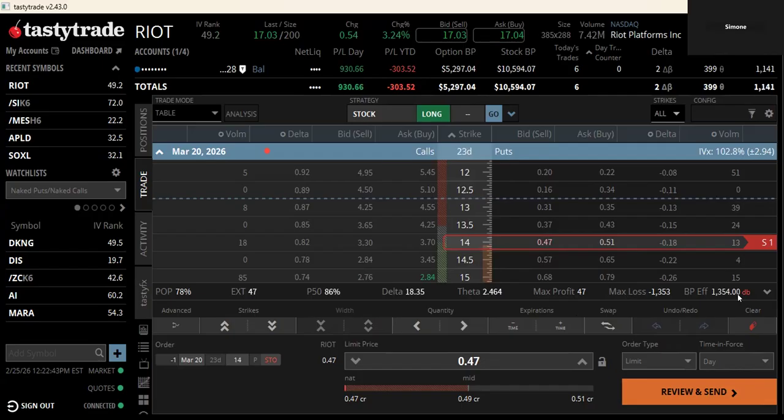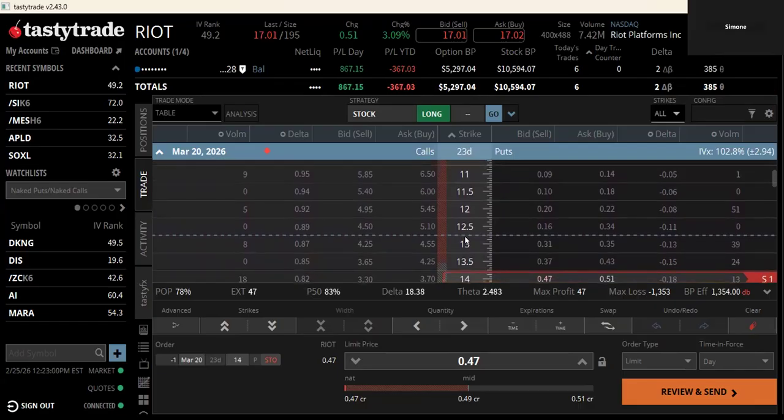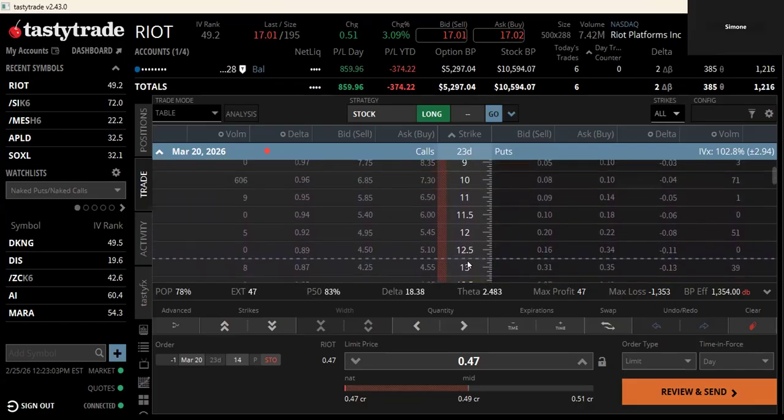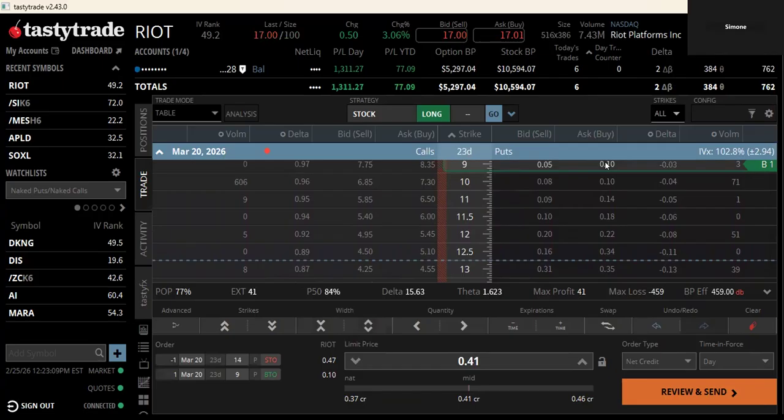So what is a more capital efficient way? I won't collect as much, but I reduce my buying power, which would actually increase my returns. So I can go 5 points wide. So 14, so five would be what? 9. Now I'm going to collect $41, but look how much my buying power is: $459 of buying power rather than almost $1,400, just to collect $6 or $7 more.